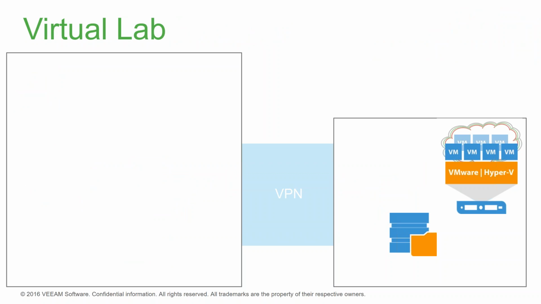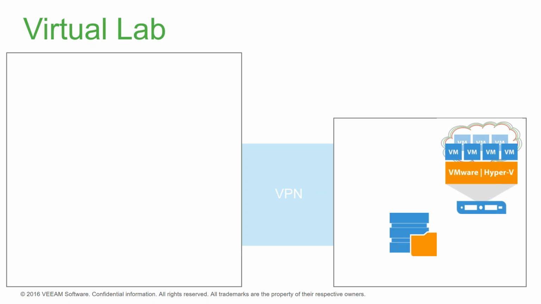And we have the virtual lab. Now the virtual lab allows us to create an isolated environment, and within that isolated environment we can turn on some of our VMs. In this case I'm showing my VMware replicas being powered on, and we're able to power on those VMs. We're able to check to make sure that they're in good shape.